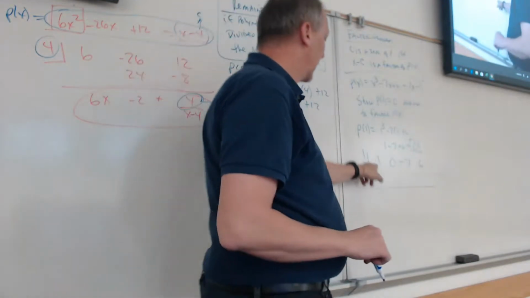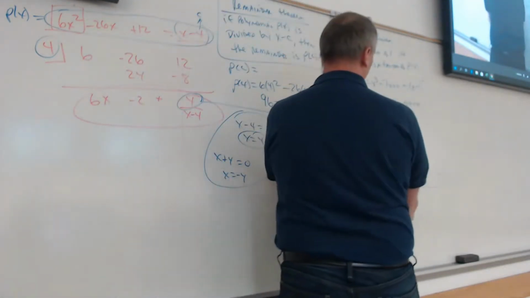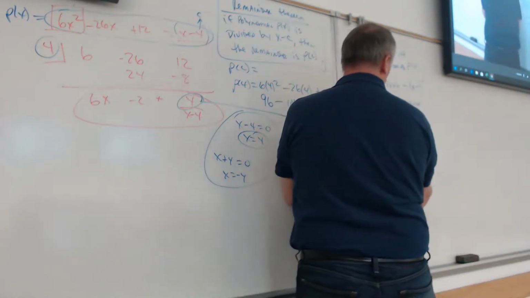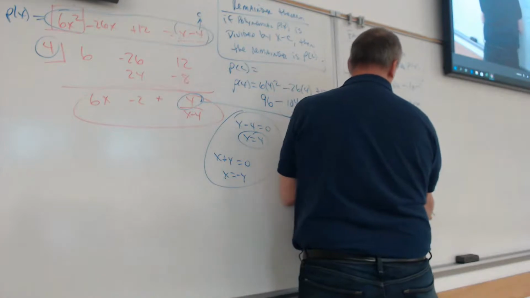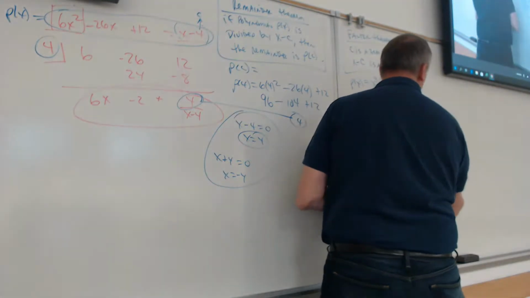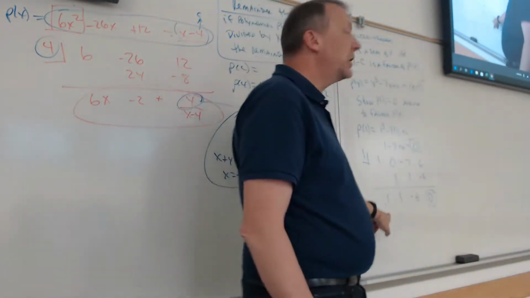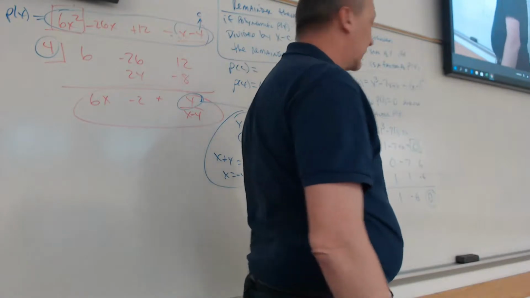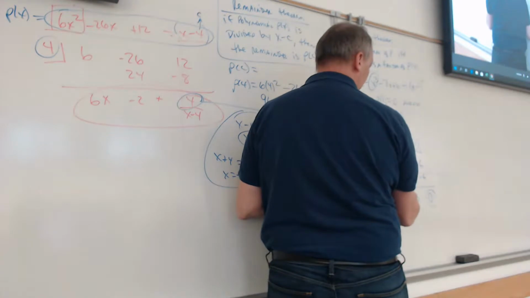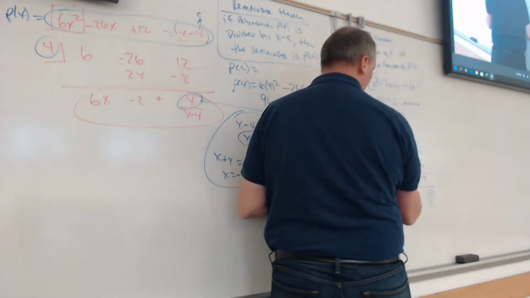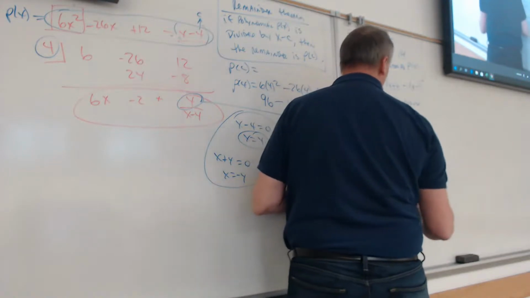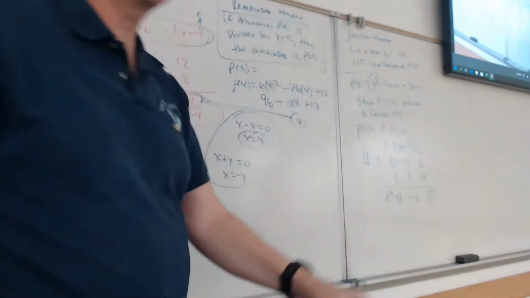Now what? Bring the 1 down. 1 times 1 is 1. 0 and 1 is 1. 1 times 1 is 1. Negative 7 plus 1 is negative 6. Negative 6 times 1 is negative 6. Negative 6 plus 6 is 0, just like we said. We got our 0 remainder. So this represents what? We started with an x cubed term, so this becomes x squared plus x minus 6.